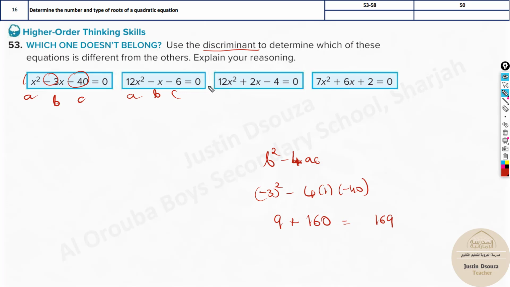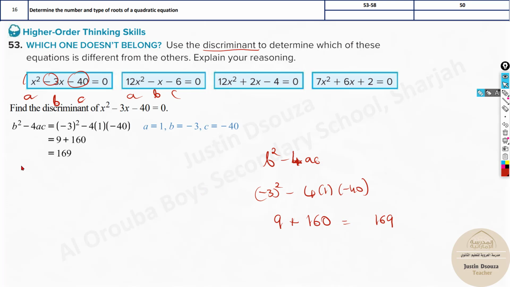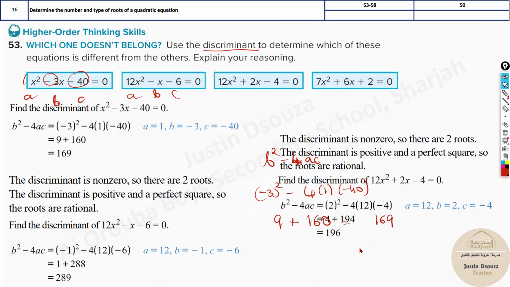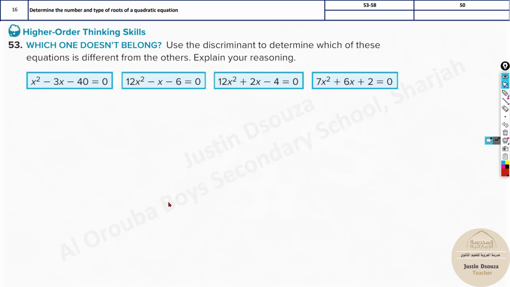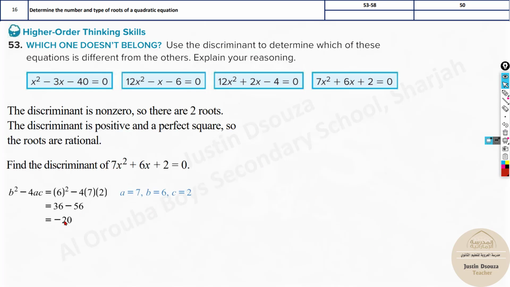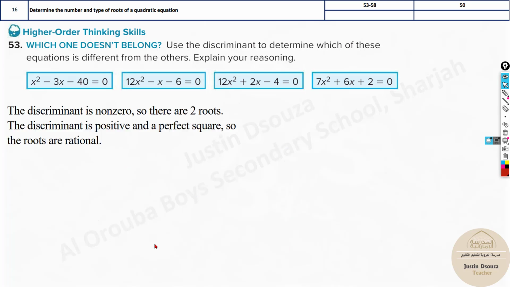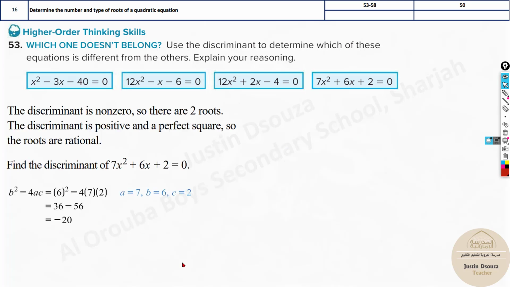We will just look at the answers now, and I'll tell you the other part about the discriminant in a while. For now, we will just look. This is 169, fine. This is 289. Another answer was 196, and the last answer over here we got is minus 20. All three over here have positive values, and one has a negative value.